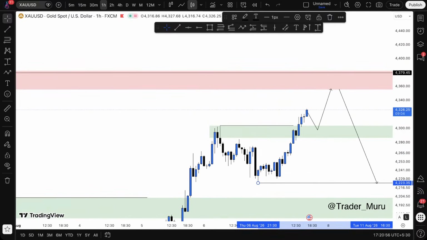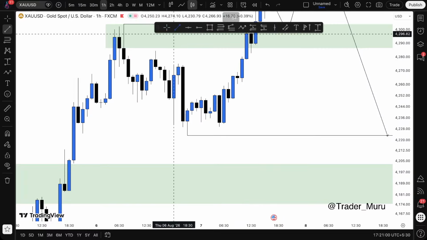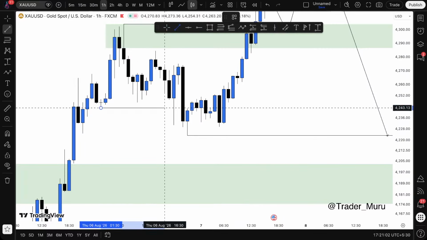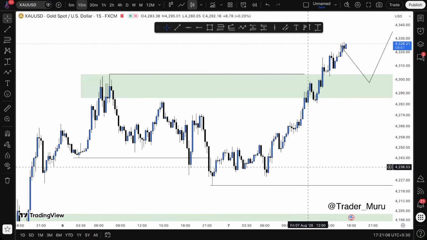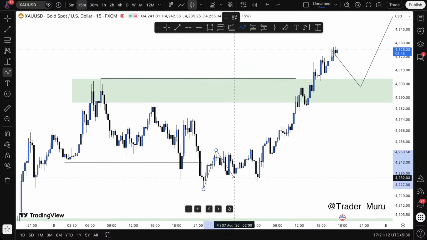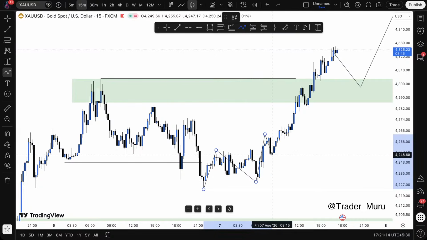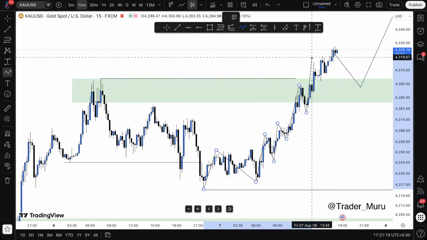In 1-hour time frame, this was a change of character, but it tested the 4-hour FVG, so it started bouncing again. I did not have any short confirmation in smaller time frame, because in smaller time frame it was making higher highs and higher lows. There was no lower low formed here, so I did not enter in any short.